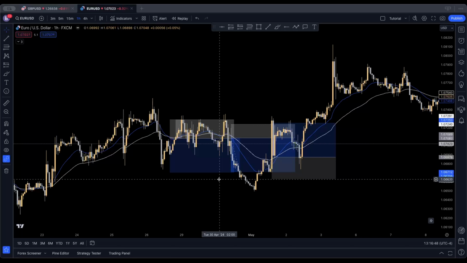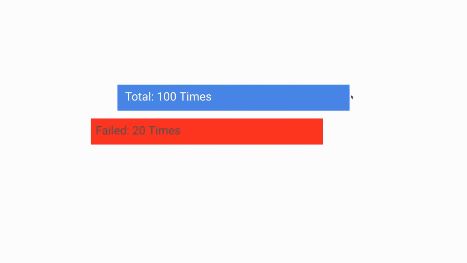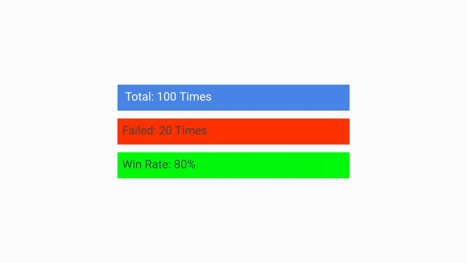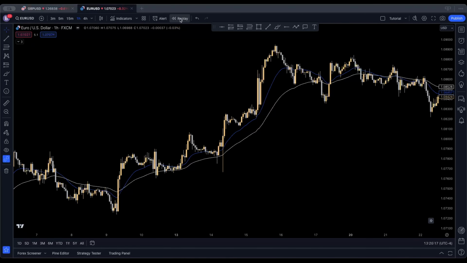For example, if 20 out of 100 trades fail, you can say that the failure rate is 20% and the win rate is 80%. This gives you a better idea of your strategy's performance. Another important aspect is to use TradingView's replay mode. This feature hides future data, mimicking real trading conditions where you don't know what is coming up next.